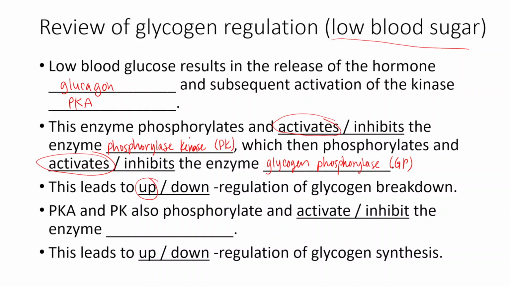All right, so let's think about the other direction. So PKA and PK also phosphorylate another enzyme. Which enzyme is that? Yeah, glycogen synthase, or GS. And is GS activated or inhibited when it's phosphorylated? Yeah, it's inhibited. So what does that mean for glycogen synthesis? Yeah, it's downregulated, which also makes sense. We started with low blood glucose. There's not a lot of glucose around, so we can't really use it to make more glycogen.